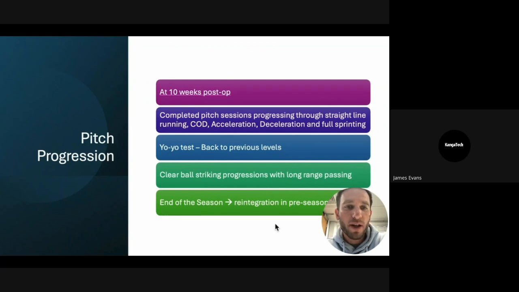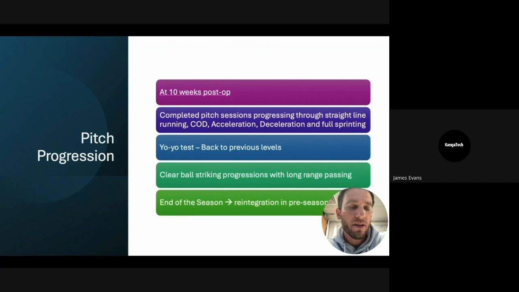His ball striking progressions were cleared, so we started off obviously at the shorter range, less than 10, all the way up to his long range passing and varying the angle of the passing, the different sort of leg swings that you would do through instep contact, laces contact. And this was right at the end of the season.